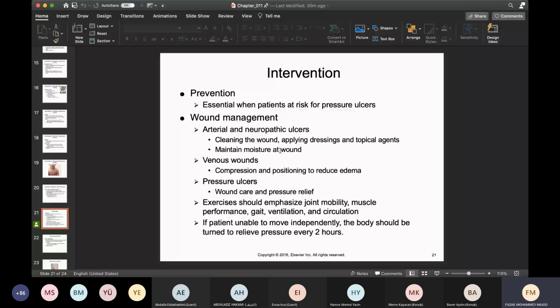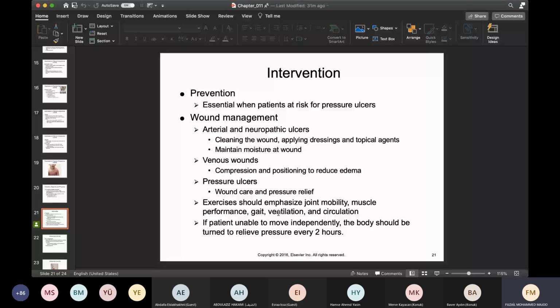Now, for venous wounds, you want to use compression, as we said before: compression stockings, socks, and positioning that will help reduce the swelling. For pressure ulcers, again, wound care and pressure relief. These are the only two things you can do. You have to keep additional pressure off that area, and keep cleaning that wound.